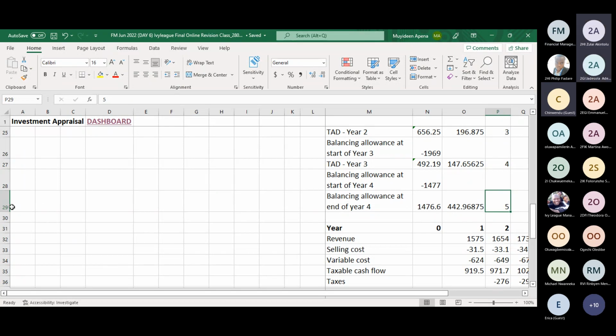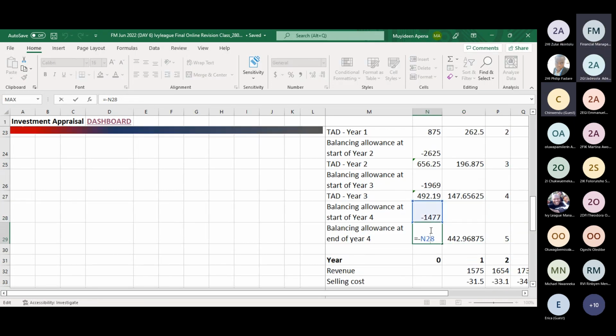How did you get the 1476? So it's just going to be the same value here. We just put it as positive. That's all.